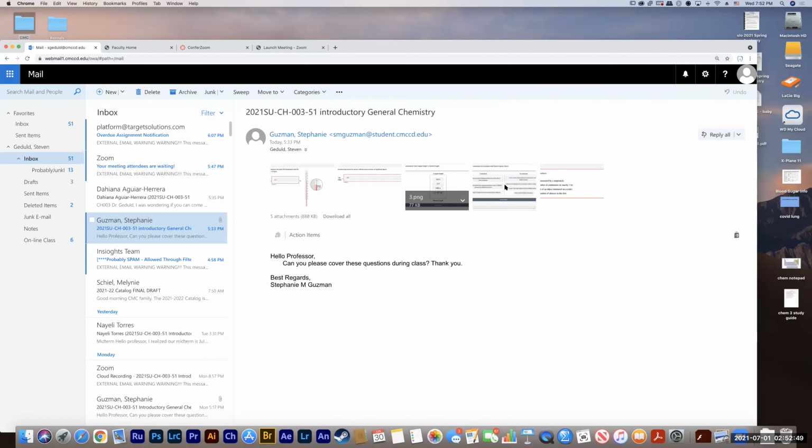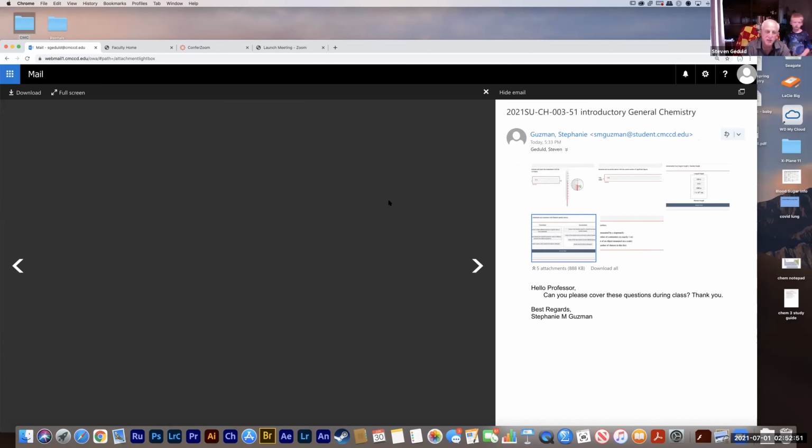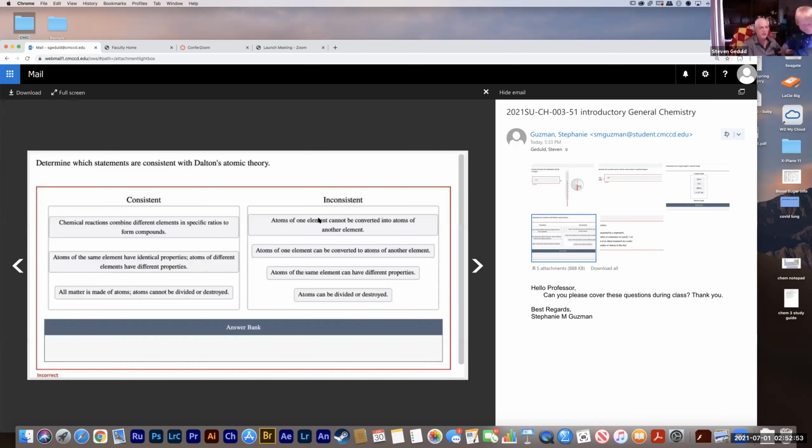And everybody should be able to see the questions coming up. Hey, Alton, what's up? Okay, determine which statements are consistent with Dalton's atomic theory. I'm trying to remember its exact theory. Chemical reactions combine different elements in specific ratios to form compounds.